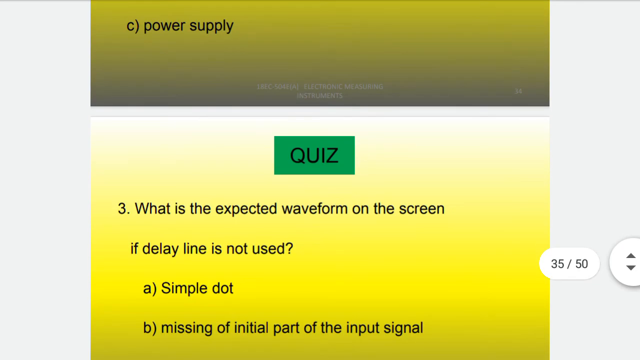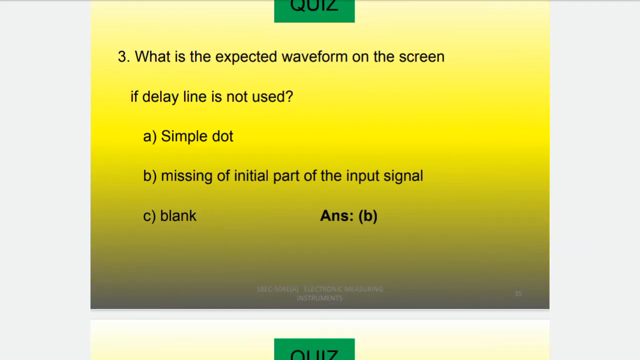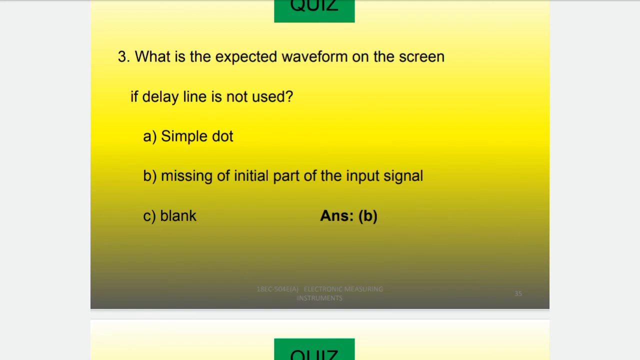The third question, what is the expected waveform on the screen if the delay line is not used? If the delay line is not used, some part of the signal gets lost. Options: A. simple dot, B. missing initial part of input signal, and C. blank. Hence the correct answer is B, that is the missing initial part of the input signal.